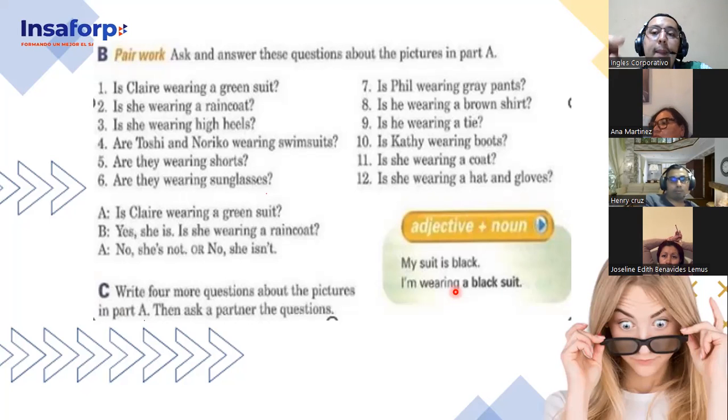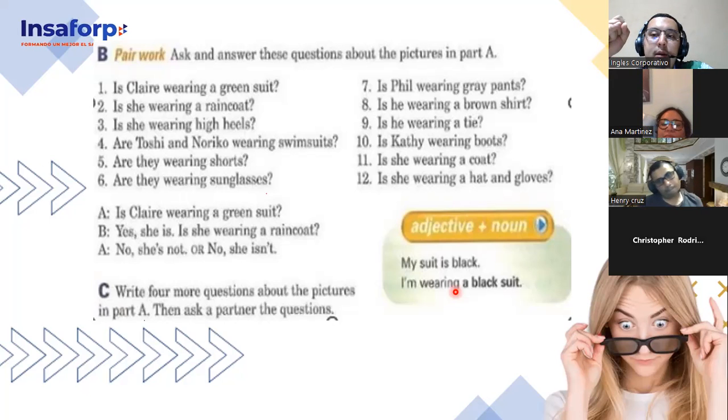That will be the noun. Remember, Henry, we have proper nouns, animal nouns, things. We have nouns about everything. Even, in this case, cell phone is a noun, or glasses might be a noun. Almost everything around us has a noun.